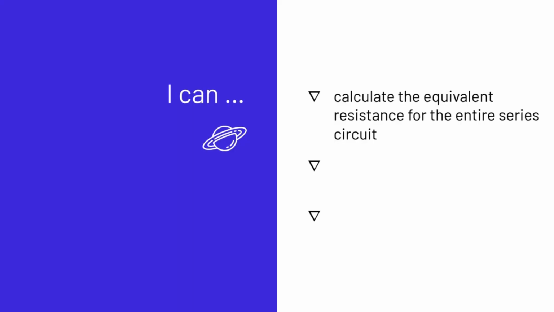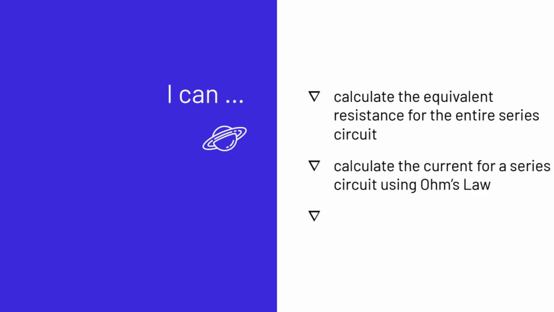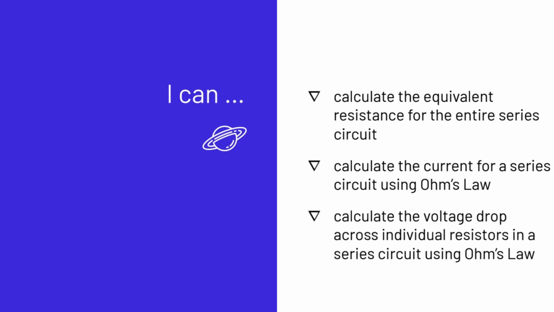The success criteria for this lesson are: I can calculate the equivalent resistance for the entire series circuit, I can calculate the current for a series circuit using Ohm's Law, and I can calculate the voltage drop across individual resistors in a series circuit using Ohm's Law.